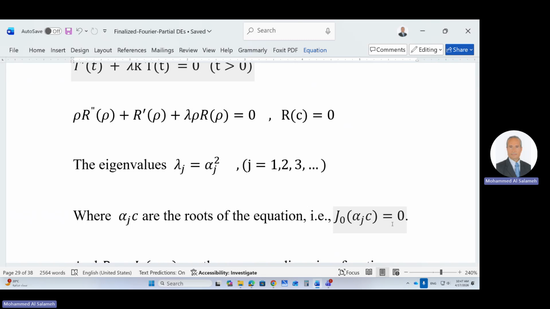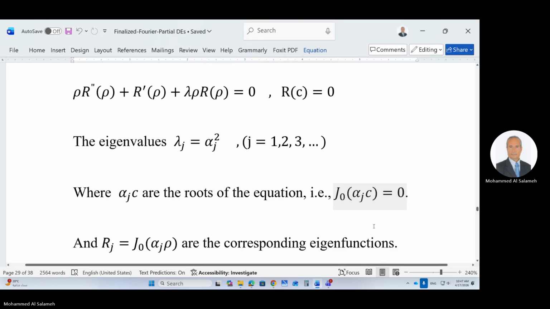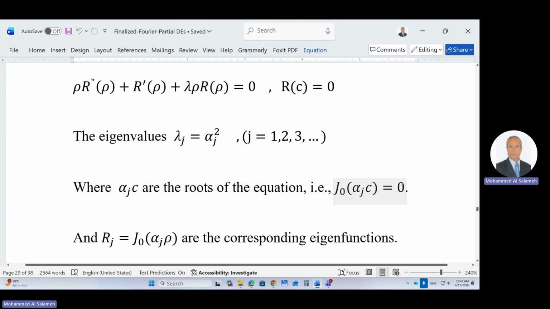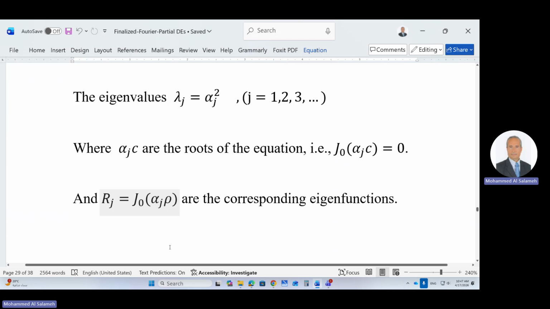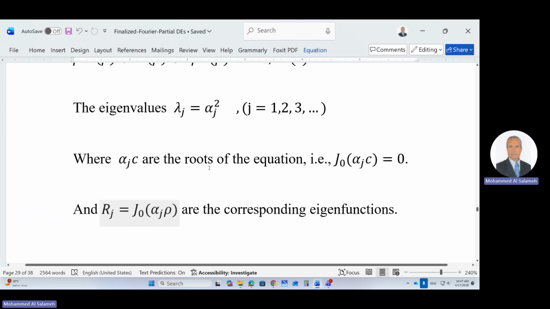J0, of order 0, at alpha j c equal to 0, because at c the temperature is equal to 0. And R j equal J0 as a function of alpha j rho are the corresponding eigenfunctions. So these are the eigenvalues, alpha j, and the eigenfunctions are J0 as a function of alpha j rho.